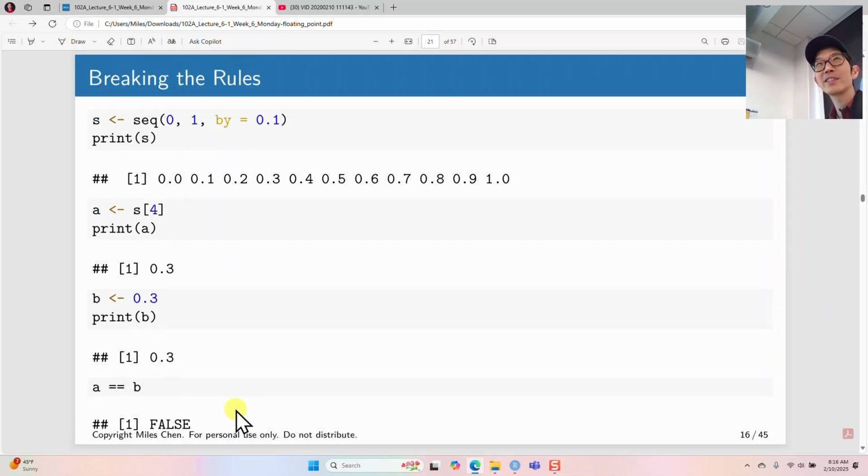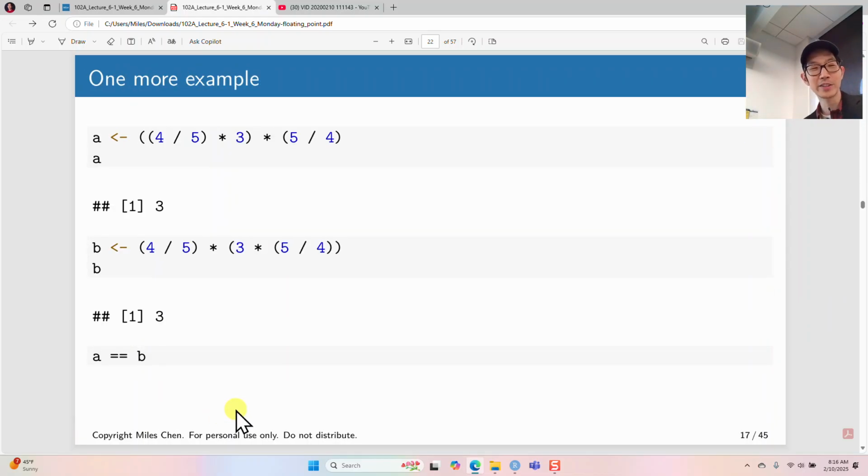And they're not, okay? And then here's another one, I do 4/5 times 3 times 5/4. I get back the number 3. And again, I've got 3. And are they equal? And again, the computer says they are not equal to each other. All right, and this feels very frustrating. Like, what? This is clearly the number 3 here, and this is the number 3. How are these not the number 3?